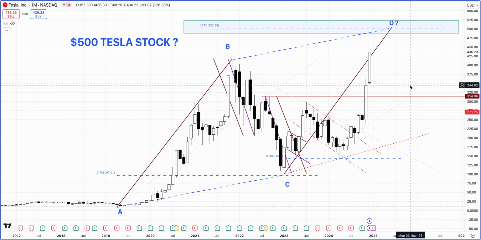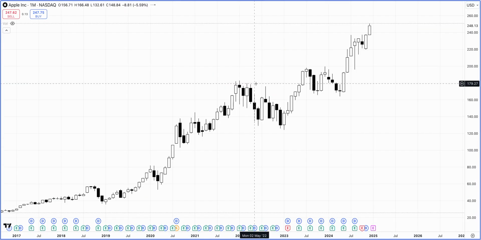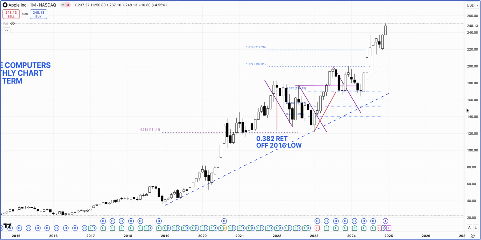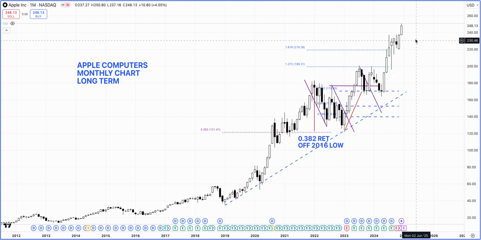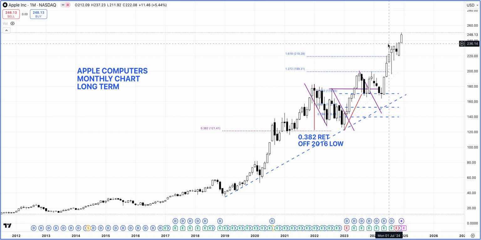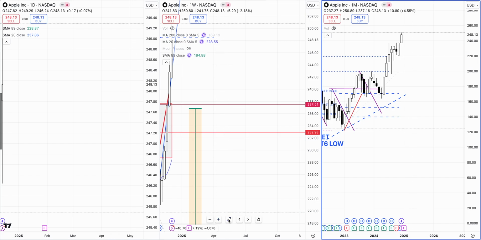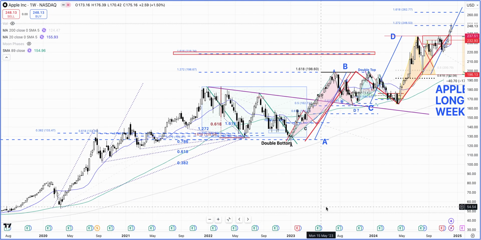Now let's take a look at Apple. This is the Apple chart. You can see that the month is not over yet, but it's a really positive month, another positive month for Apple, where it just got out of this consolidation here. Let me move down to the weekly chart. Here we go.